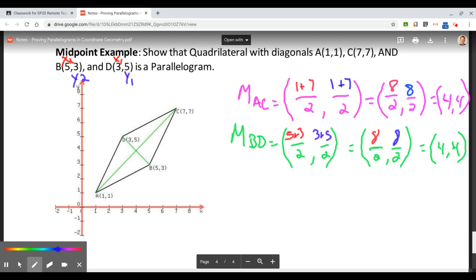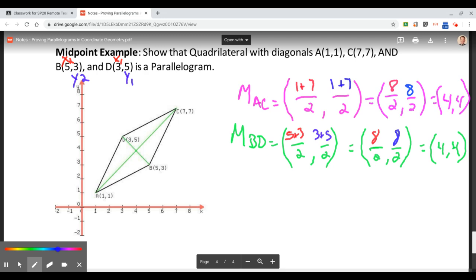So I made B my x2, y2 value, and for my D value, I made x1, y1. And x2 plus x1 is 5 plus 3, which equals 8. And y2 plus y1 is 3 plus 5, which equals 8. So you're going to get 8 over 2 and 8 over 2. And so the midpoint of BD is going to be 4, 4, where the x value is 4 and the y value is 4.